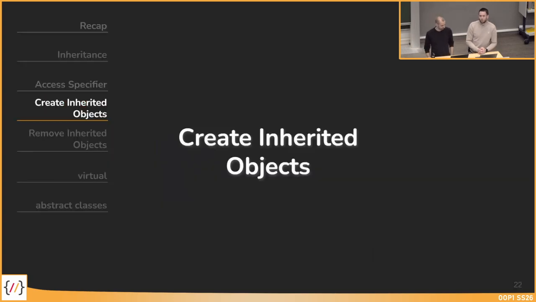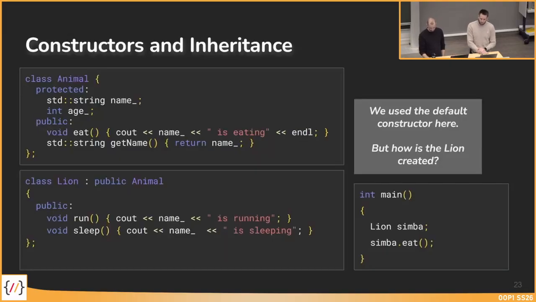Okay, then we'll have a deeper look into how objects of inherited or derived classes are created. And therefore, we again look at our example with the animal and a lion, where the lion class is derived from the animal class. As you can see, we just use the default constructors here, so no specific other constructors are implemented. And the question is now, if we create a lion like this and use the lion afterwards, how is this lion created?